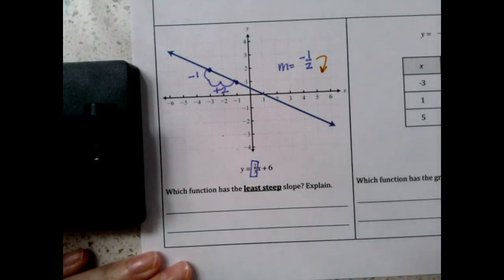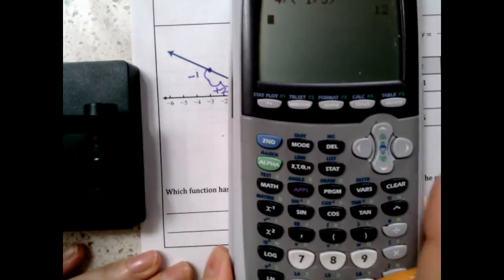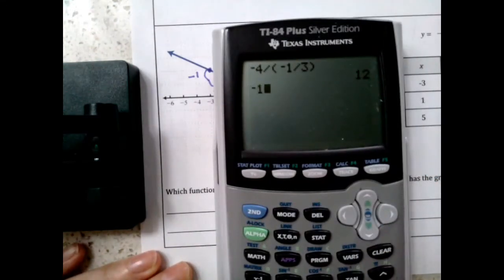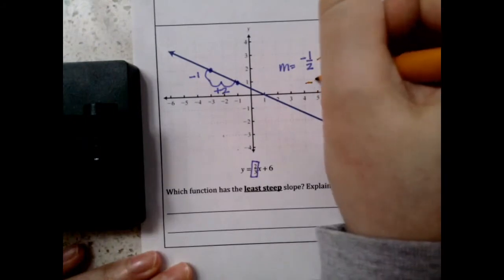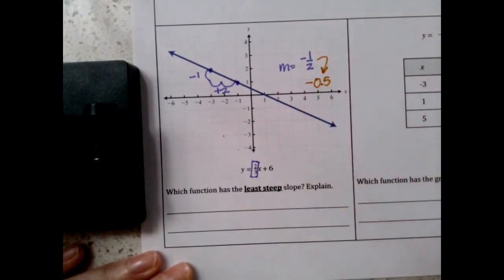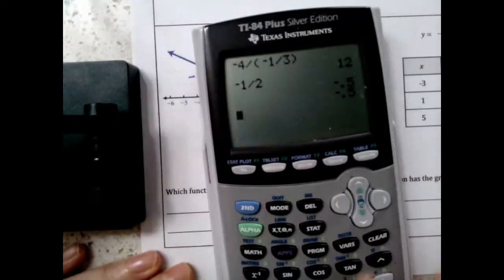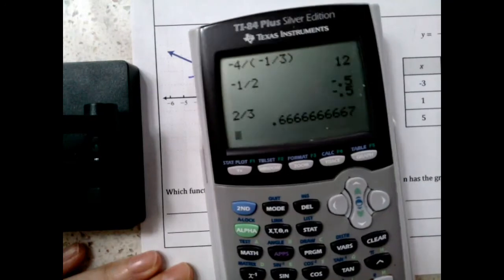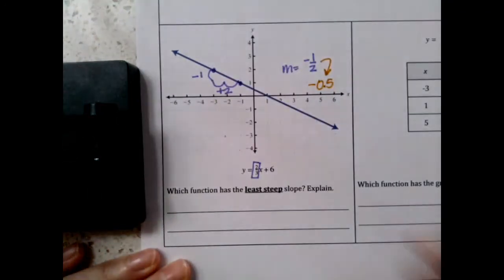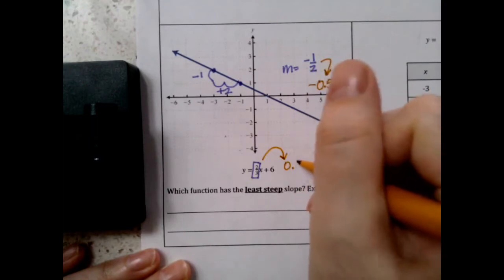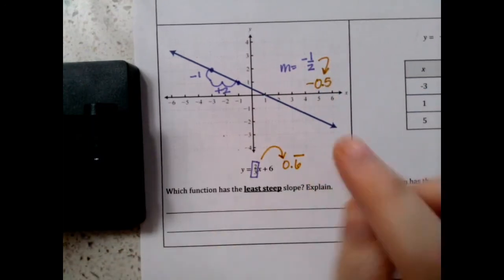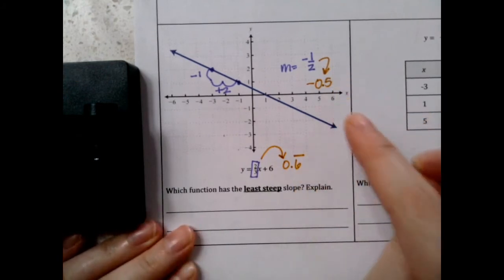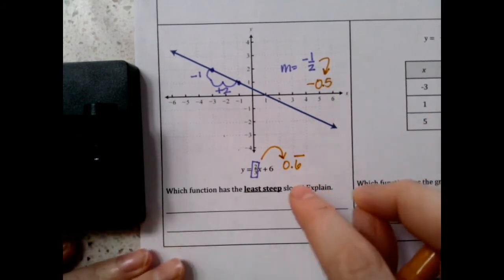So -1/2, if you want to convert that to a decimal, just do -1 divided by 2, which is -0.5, which many of you probably know. And the same thing for 2/3, we get 0.6 repeating. Now it doesn't matter if one is positive or one is negative. That doesn't matter. What matters is the distance from 0.